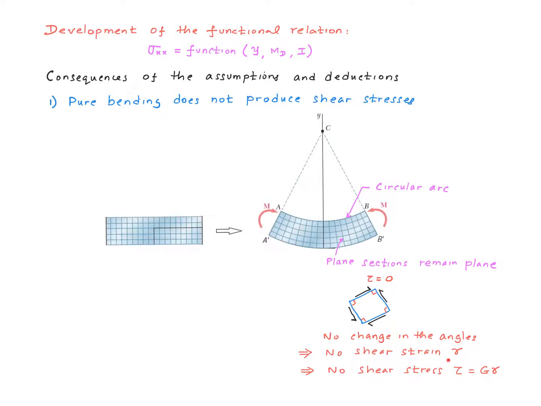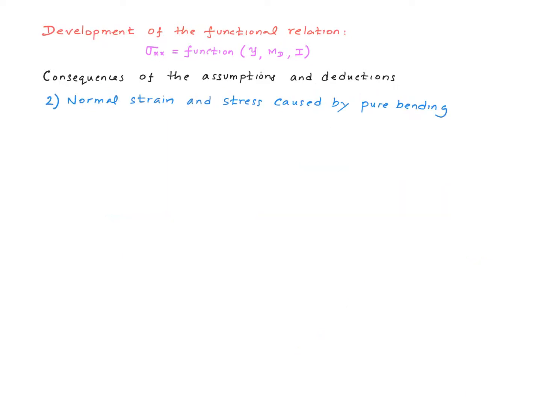So remember the definition of the shear strain, right? The shear strain is the change in these angles, right? And therefore, we don't have any shear strains. That leads to the conclusion that there are no shear stresses. There is no shear stress on the face or any cross-section on the beam. The second consequence leads to the formula that we are looking for.